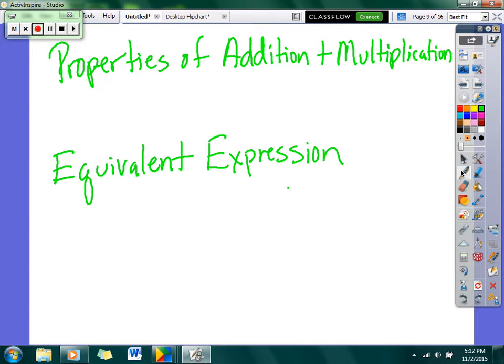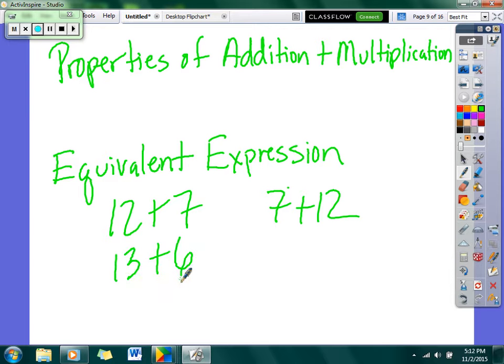The only thing you need to know about equivalent expressions is exactly what it means. It means it's two expressions that have the same value. So in the book it says 12 plus 7 is the same as 7 plus 12. But to be honest, it could be any expression that has the same answer. So for example, if I do 13 plus 6, that's going to have the same answer as 12 plus 7. They would both be equivalent expressions.